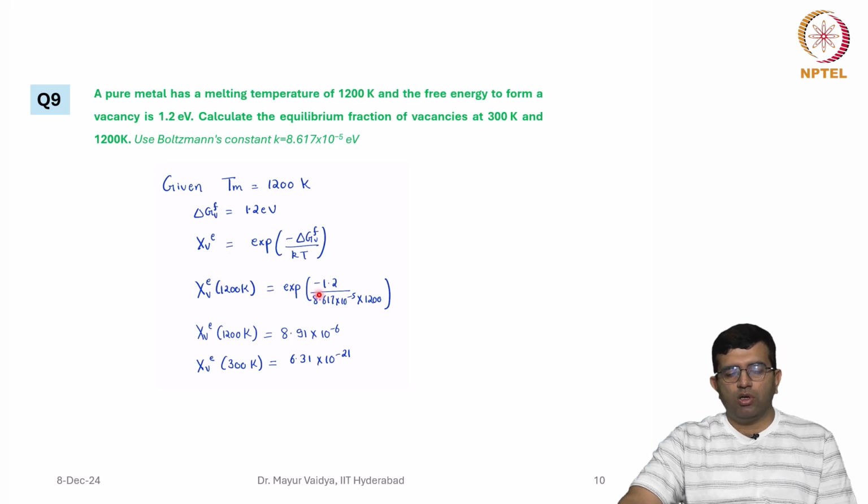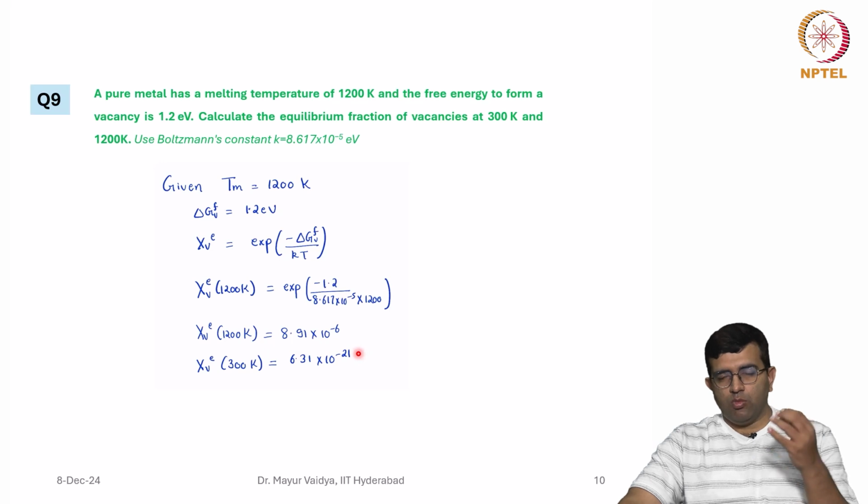If you put the correct values, what you get is X_V equal to 8.91 into 10 power minus 6 at 1200 Kelvin, and X_V at 300 Kelvin is 6.3 into 10 power minus 21. One thing that you notice from this question is that when you come from 1200 Kelvin to 300 Kelvin, see the huge change in the number of vacancies. You have from minus 6 to minus 21.